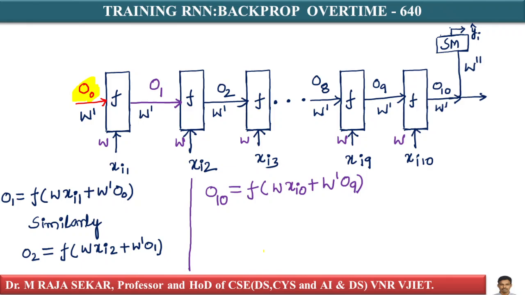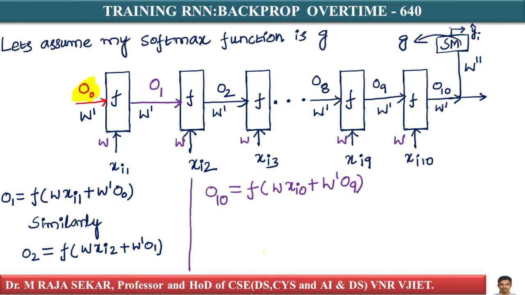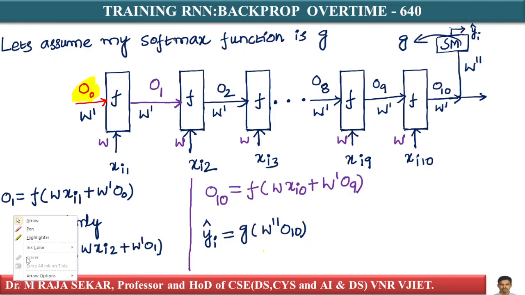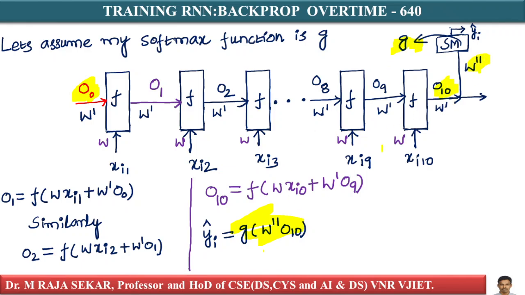For my yi cap, let's assume my softmax function is G. In that case, what is my yi cap? Yi cap is nothing but G of W dash into O10, where G is my softmax function.